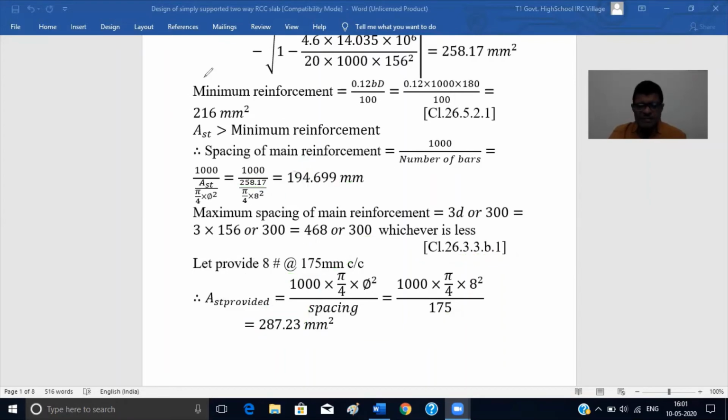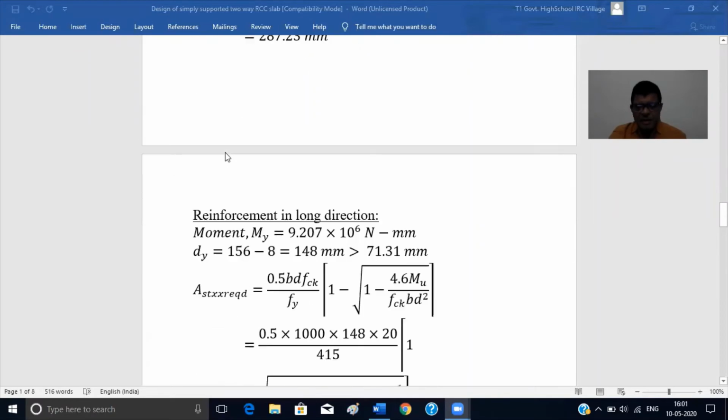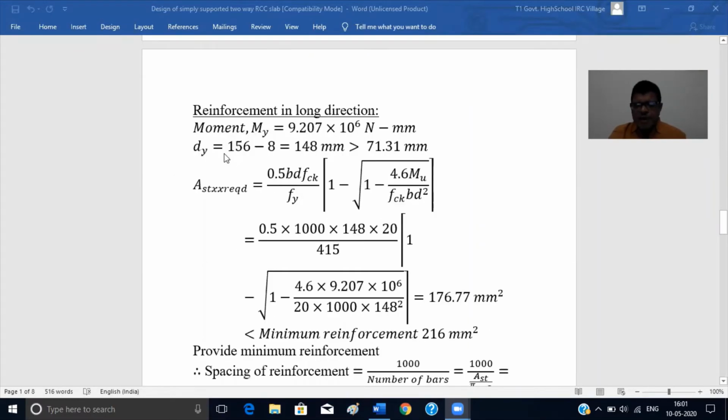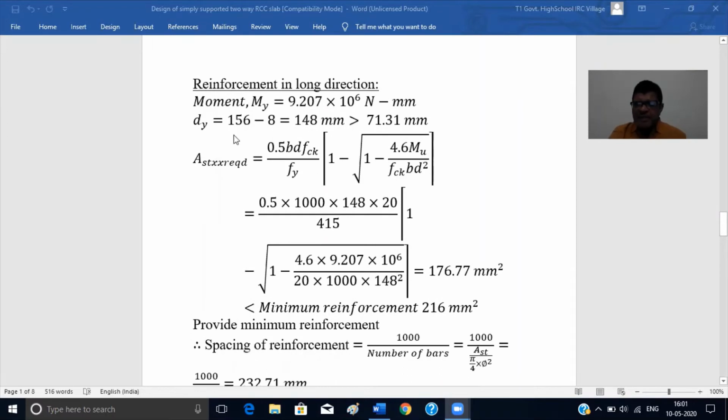at a later stage. Similarly, find the reinforcement in the long direction for MY, like MX. The same thing will be provided for MY, but only we have to discuss the dy value. Dy value will be dx minus 5. We have already explained this earlier.